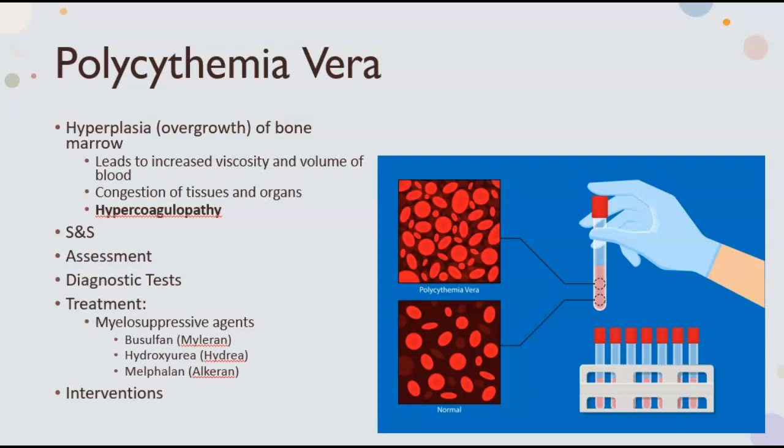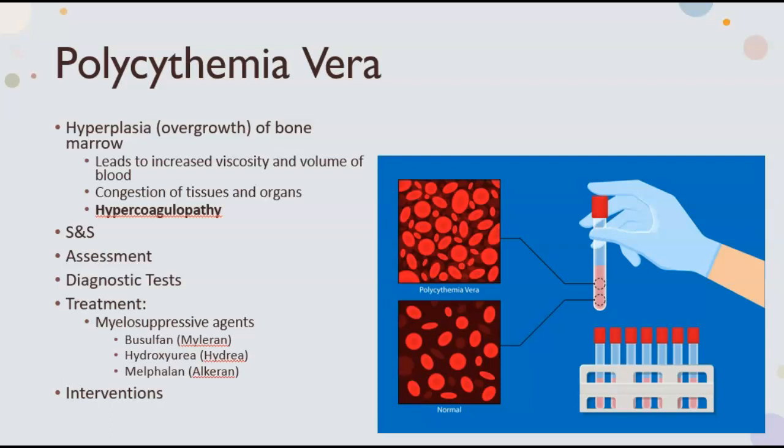Diagnostic tests: you will see an increase in hemoglobin, hematocrit, red blood cells, white blood cells, and platelets. You'll also see an increase in the histamine levels, increase in alkaline phosphate and uric acid, and their basal metabolic rate, their BMR, is going to be increased.